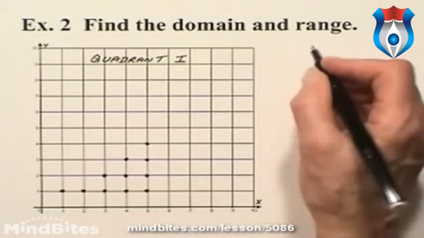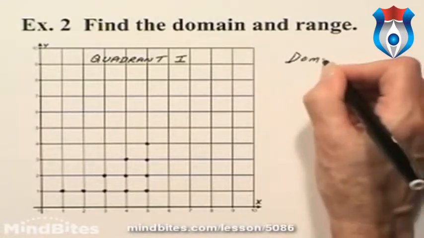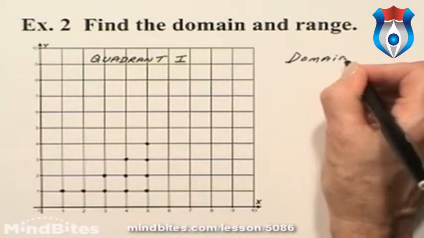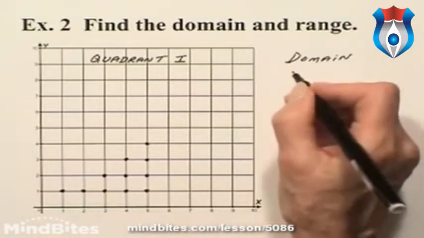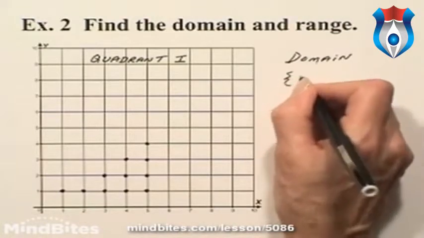In order to find my domain here, I could write out all the points if I wanted to, but I'm just going to have a look at what I can see from the graph. I can see that x is being used with this point, this one, that one, that one, and that one. And that's all. So x is 1, 2, 3, 4, and 5. So there's my domain: 1, 2, 3, 4, 5.